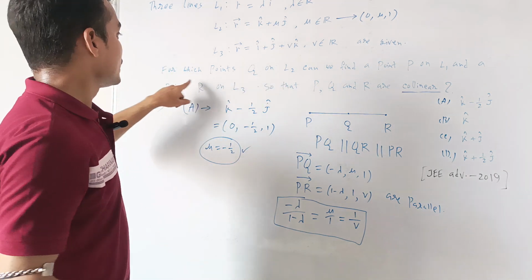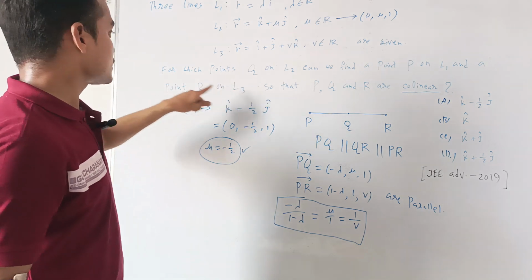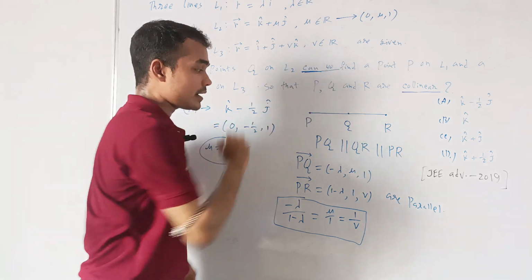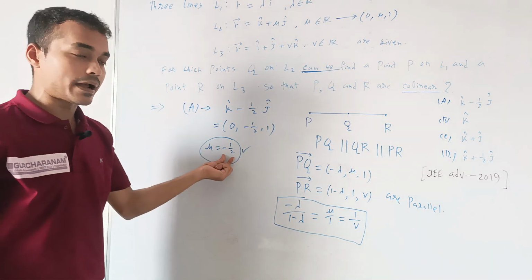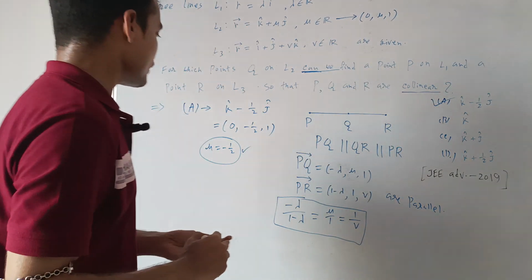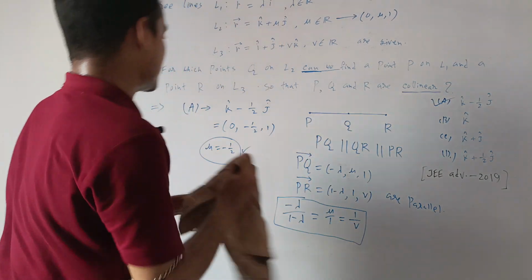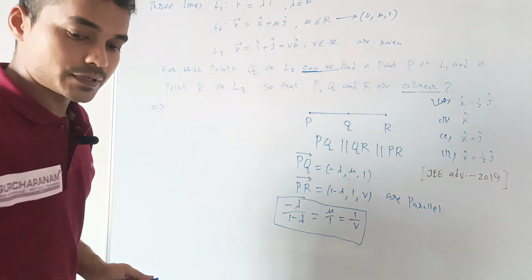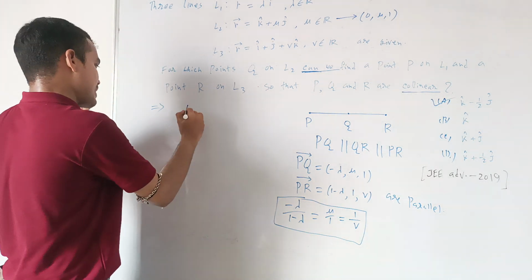The question is asking whether we can find such a point. So mu equal to minus half is possible, which means option A is true. Now come back to the second option. Suppose option B is true.